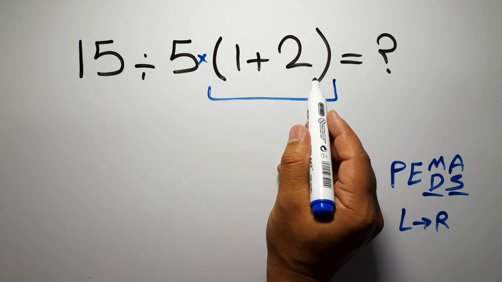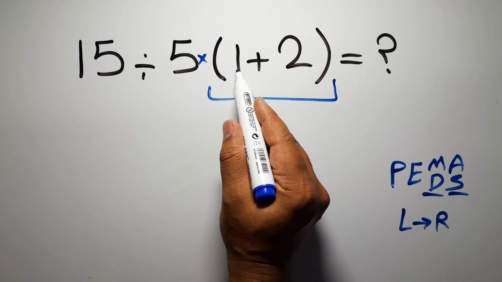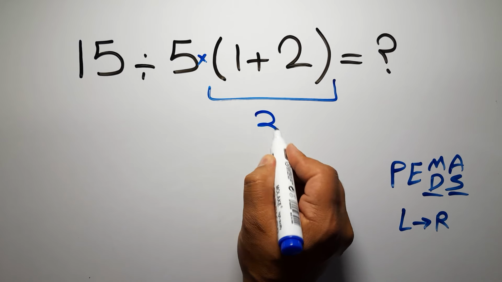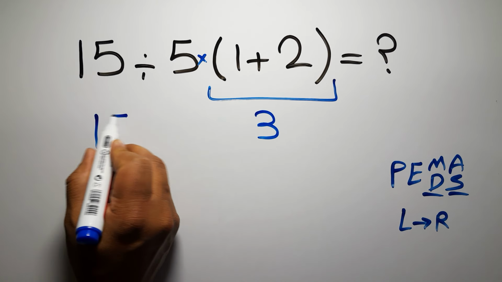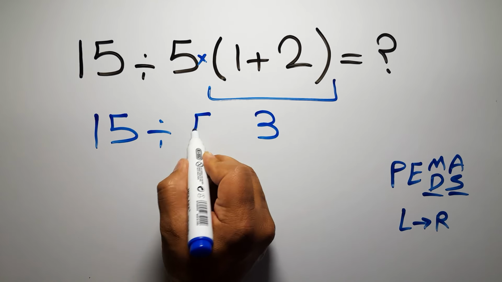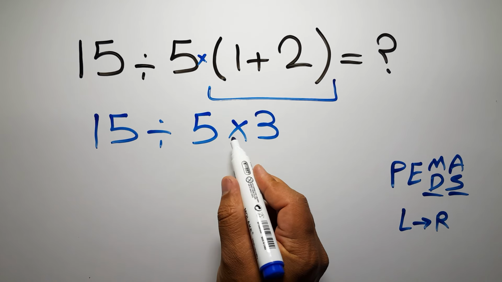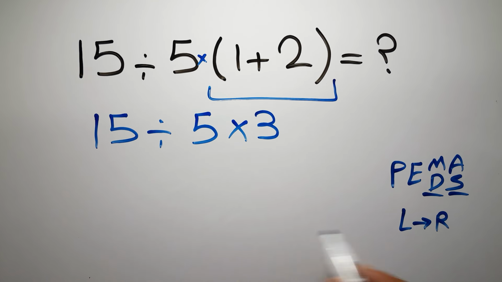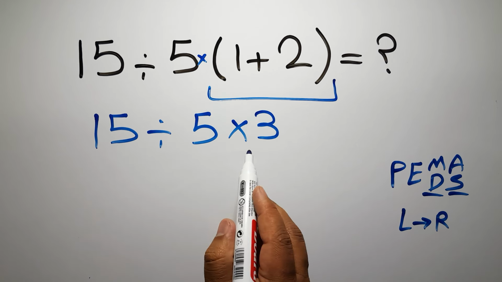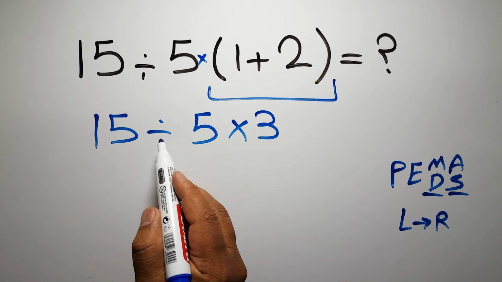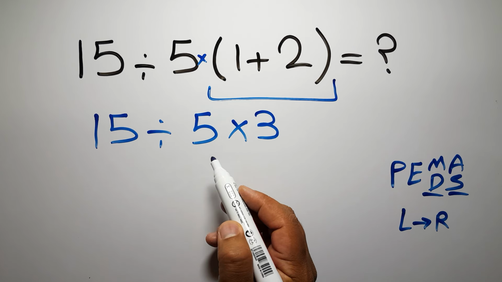So first this parenthesis. Inside this parenthesis we have 1 plus 2, which gives us 3. So 15 divided by 5 times 3. Now we have one division and one multiplication. As I said, multiplication and division have equal priority and we have to work from left to right. So here, first we have to do this division, then this multiplication.